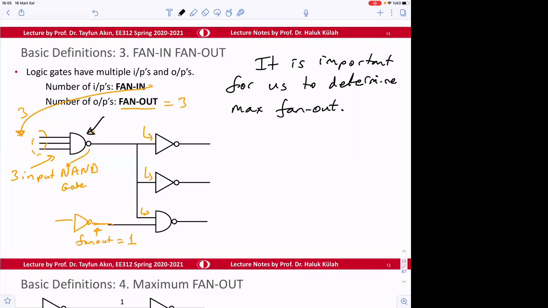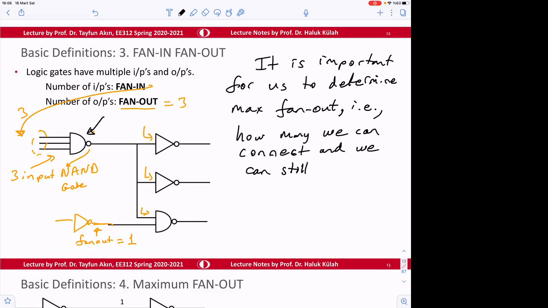Okay. So, how many we can connect, and we can still have proper operation.